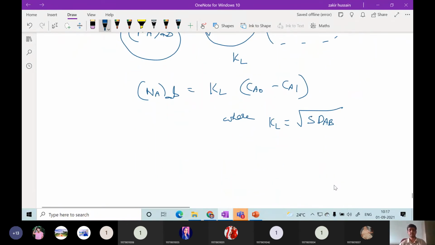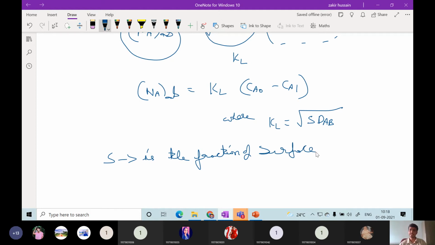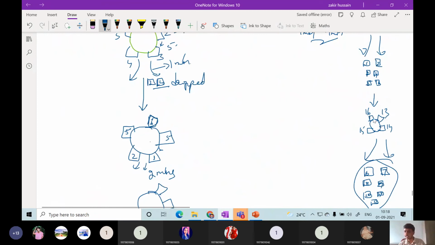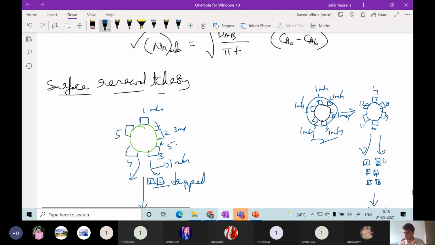So what is this S? Where S is the fraction of surface renewed in unit time. At a particular moment of time, what is the fraction that is renewed? For example, in the penetration theory, if you check at 1 minute, all these elements 1, 2, 3, 4 will be dropped. The fraction of the surface which is replaced with fresh elements means here 6.